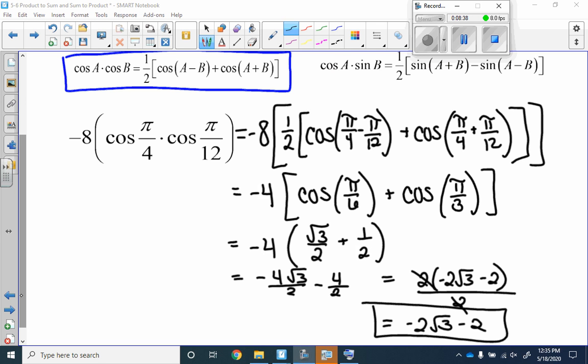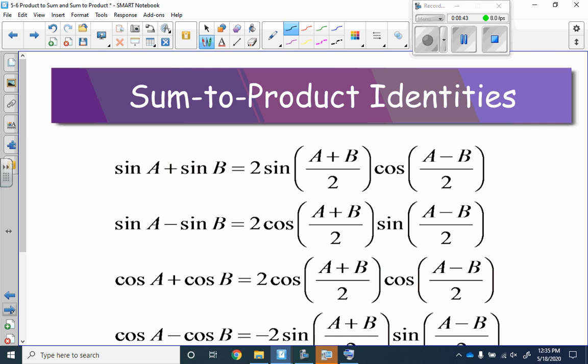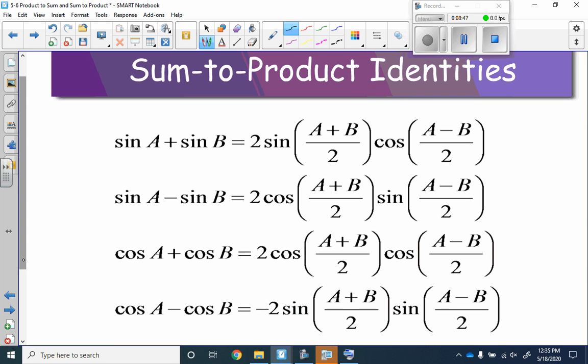Alright, so that is the product to sum formulas. Now there's also formulas that go from sum to product. And here they are. You can pause the video if you need to copy them down, otherwise they're on your note sheet. And so what we're going to do is rewrite expressions as a product, as well as then we can do some evaluating too.